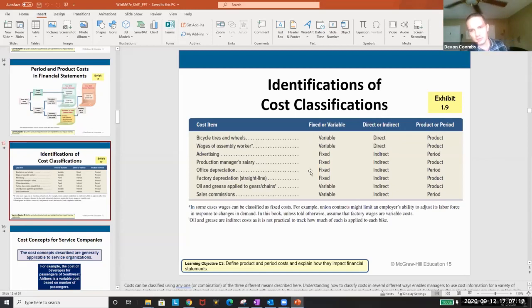Production manager salaries, fixed, right? Salaries are fixed, paid at a fixed rate. It's indirect, and we're saying here production manager because he's in charge of the production line. We're calling it a product cost.